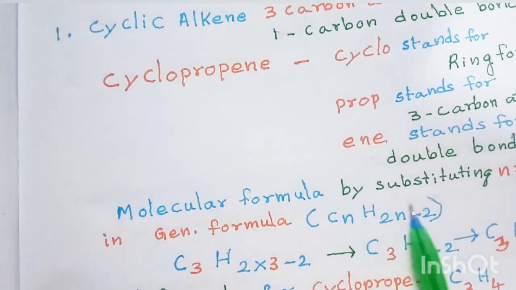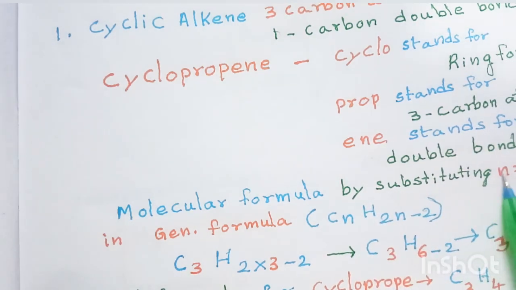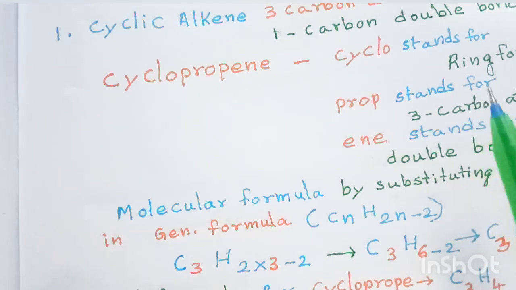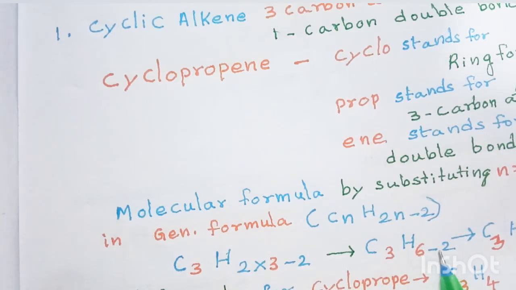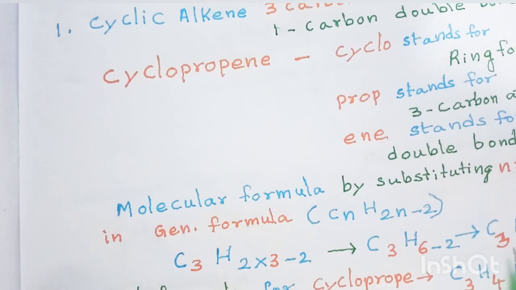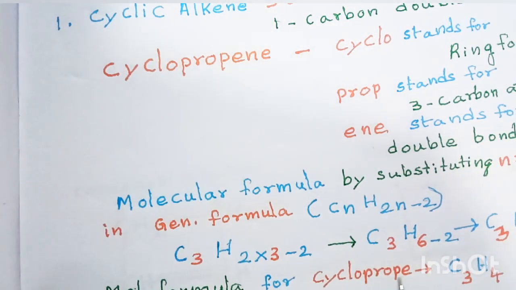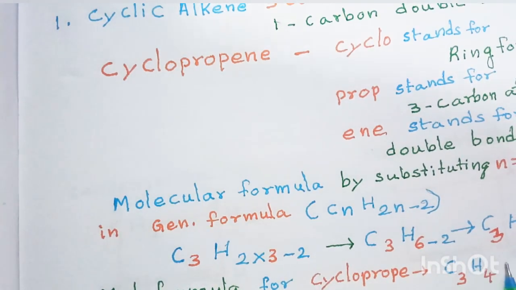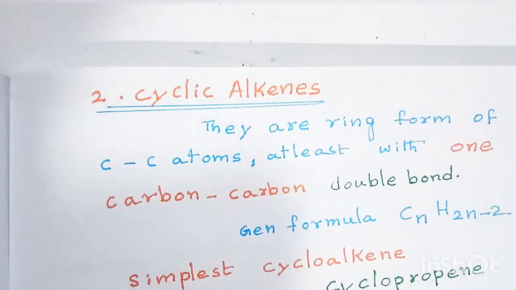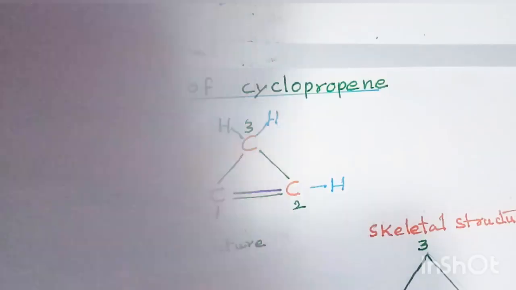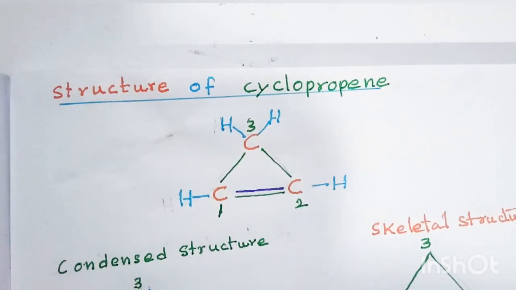The molecular formula of cyclopropene, by substituting n equal to 3. Why 3? Because 3 carbon atoms are present in cyclopropene. And if n is 3, then 2n minus 2 will become 6 minus 2. That makes it H4. So the formula for cyclopropene is C3H4. So the molecular formula for cyclopropene is C3H4. Let us see how the structure is drawn. How to draw cyclopropene? Structure of cyclopropene.